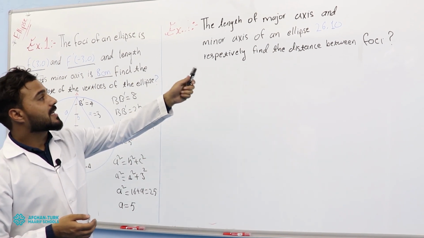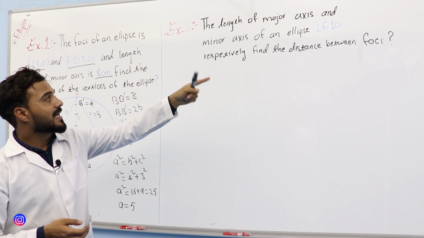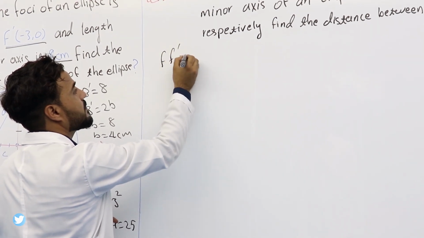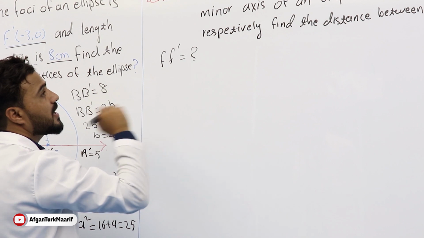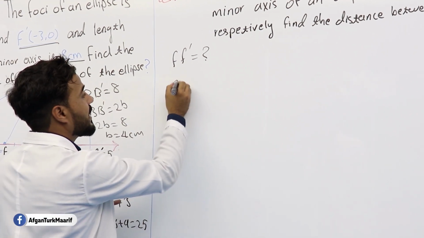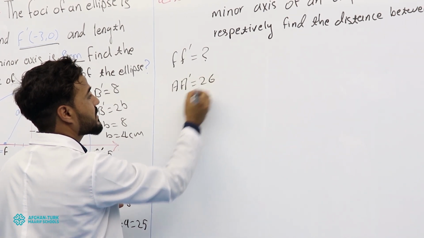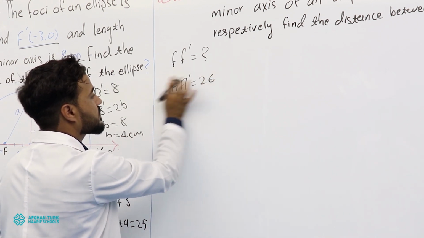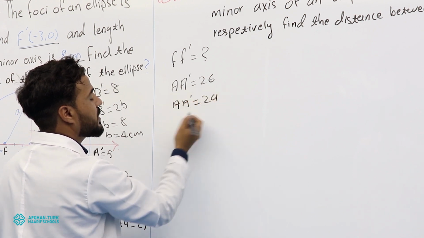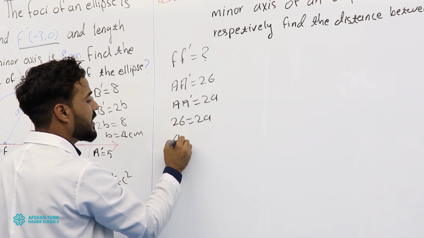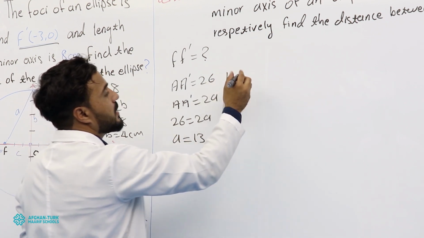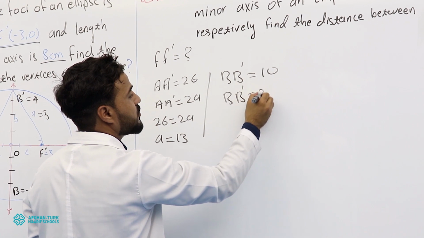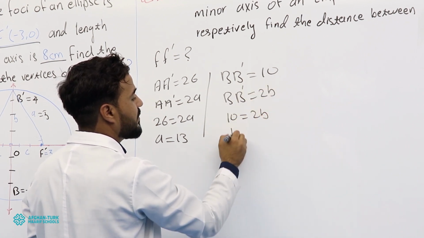Second example. The lengths of the major axis and minor axis of an ellipse are 26 and 10 respectively. Find the distance between the foci. It means that find FF'. So dear students, in here the major axis AA' is equal to 26. AA' is equal to 2A. So in here we can write that 26 is equal to 2A. From here A is equal to 13. Also, BB', which is the minor axis, is equal to 10. And BB' is equal to 2B. From here you can write that 10 is equal to 2B and B is equal to 5.